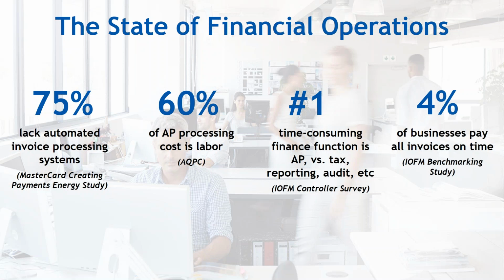Also, 60% of the AP processing cost is in labor. So when you look at the AP function, most of the cost of the AP function is in the labor that is entering invoices into the system on a manual basis. And the number one time-consuming function in an organization is AP, even above tax and audit reporting. And only 44% of businesses today pay all invoices on time, which is an extremely low number, and is a result of not having an automated process for AP automation.